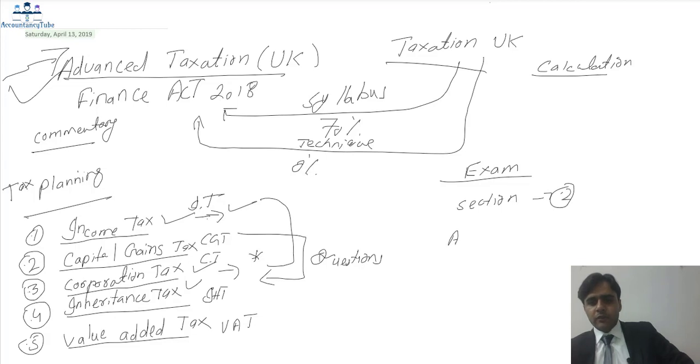Section A and Section B. Both of them are compulsory. I don't know why they created the sections, but both of them are compulsory. Before that, there was a choice in Section B, but it is no longer available.